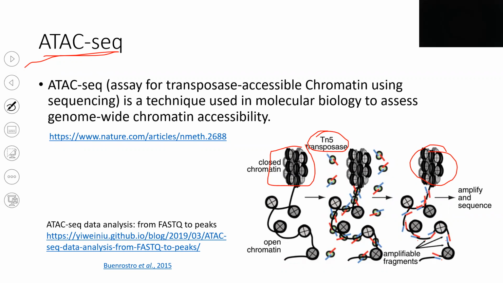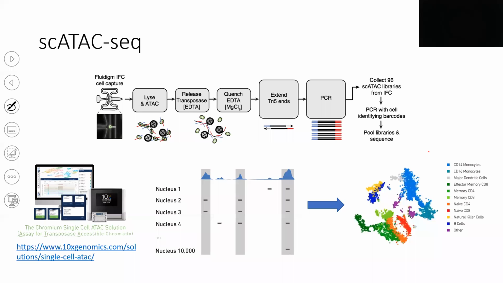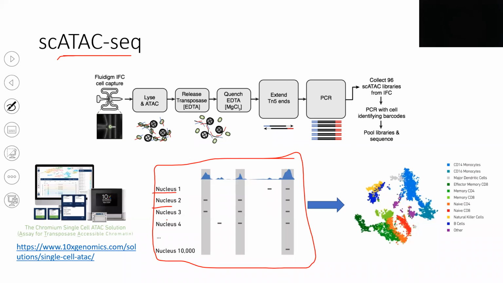And now we can do this at a single cell level. So you can have a profile of each individual cell, see which part of the chromatin is open or not. That's single cell ATAC-seq. Originally, ATAC-seq was used on bulk samples.